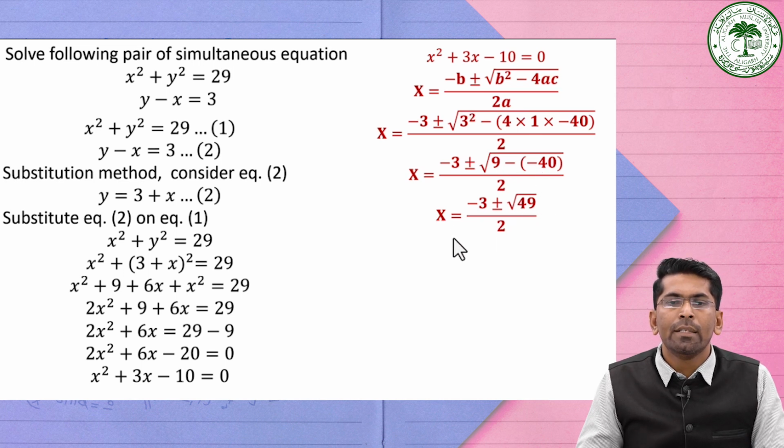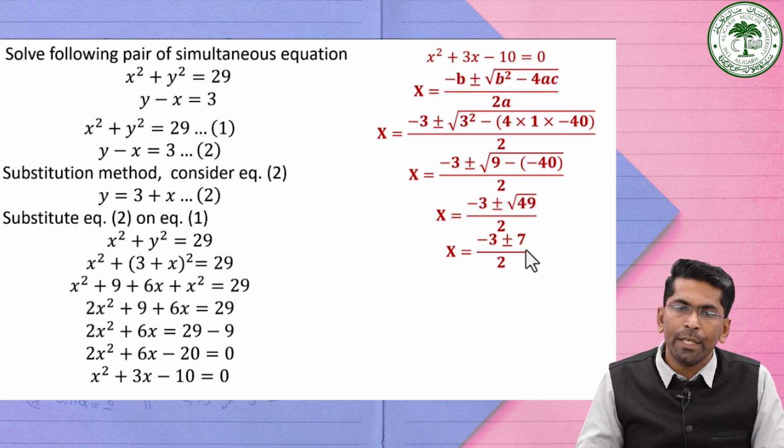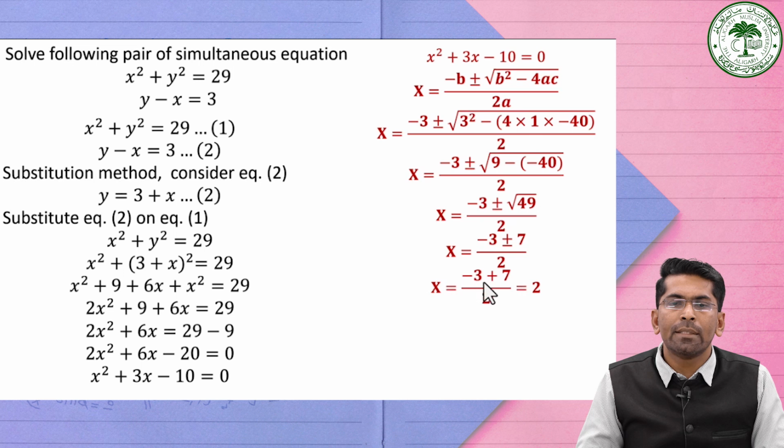So here x is equal to minus 3 plus or minus under root 49, which is 7, divided by 2. So we have two solutions here. One is minus 3 plus 7 divided by 2, which is equal to 2. Or x is equal to minus 3 minus 7 divided by 2, which is equal to minus 10 divided by 2, which is minus 5. So here the value of x is equal to 2 and minus 5.